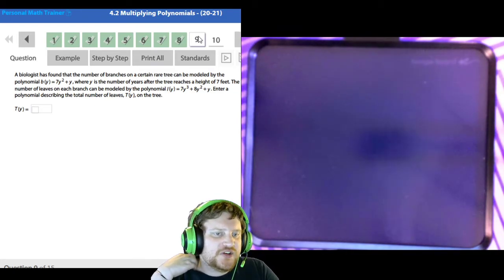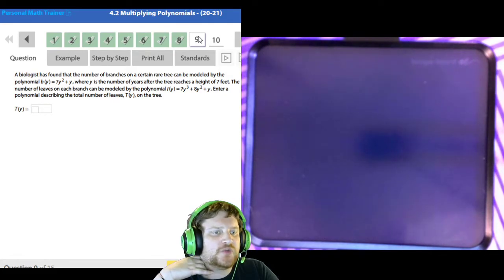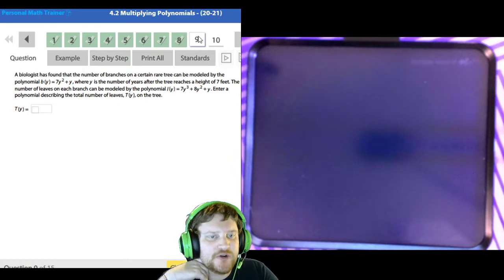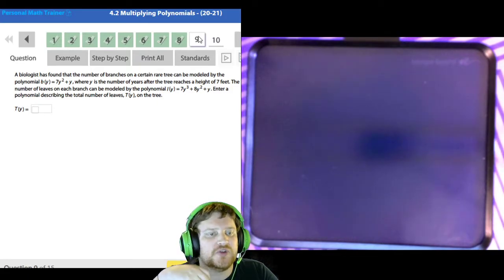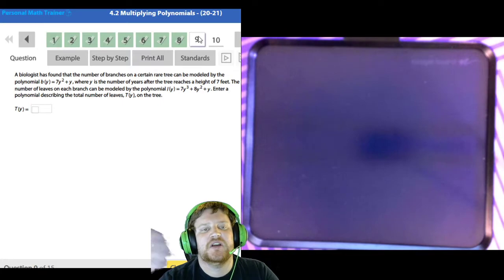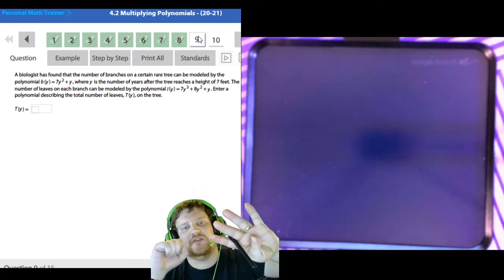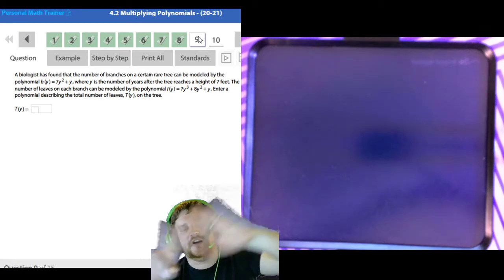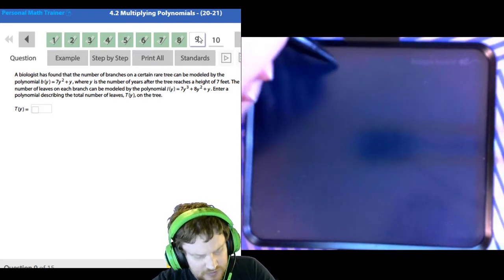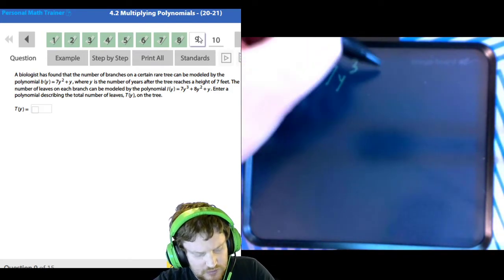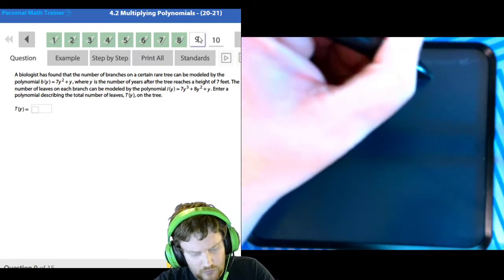A biologist has found that the number of branches on a certain rare tree can be modeled by the polynomial 7y squared plus y, where y is the number of years after the tree reaches a height of 7 feet. The number of leaves on each branch can be modeled by the polynomial 7y cubed plus 8y squared plus y. Enter a polynomial describing the total number of leaves. Once again, if I have 4 leaves per branch and I have 2 branches, then I have 8 leaves because I just multiply them. So if I multiply these two, I'm going to have 7y cubed, 8y squared, y.